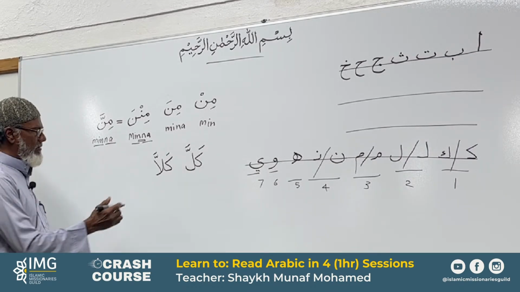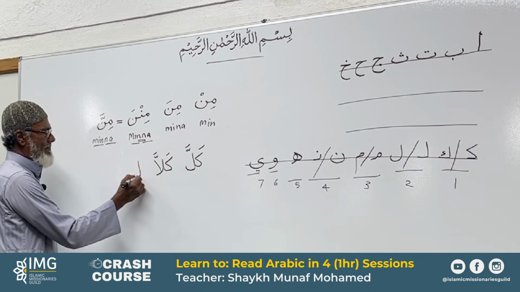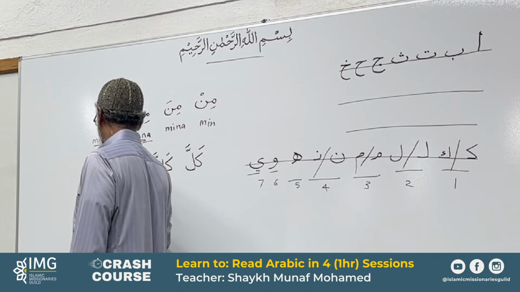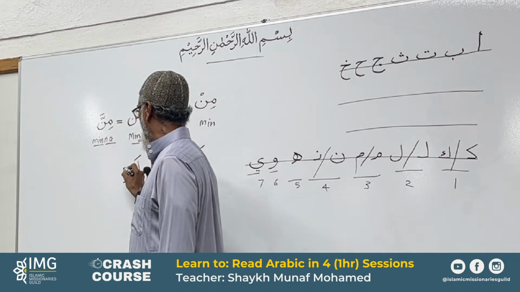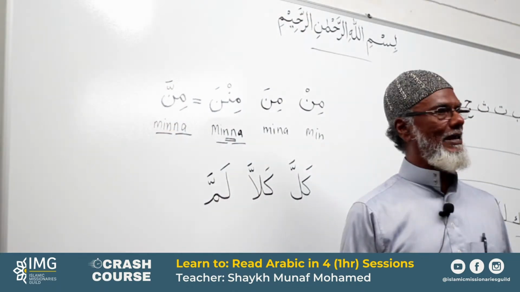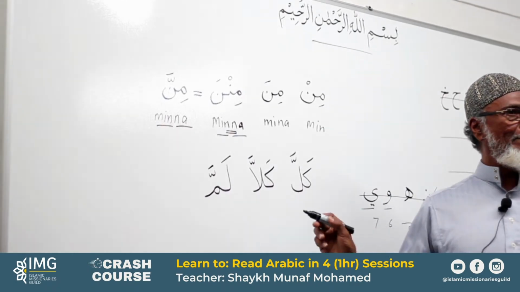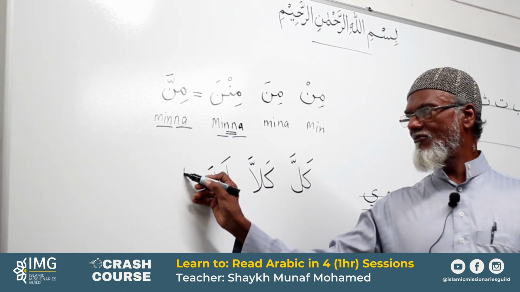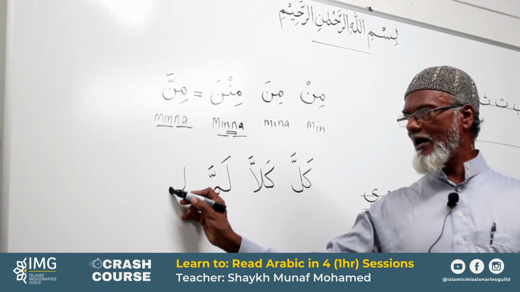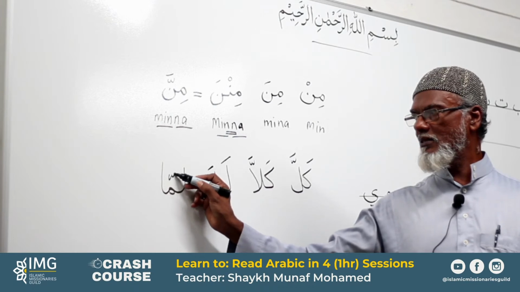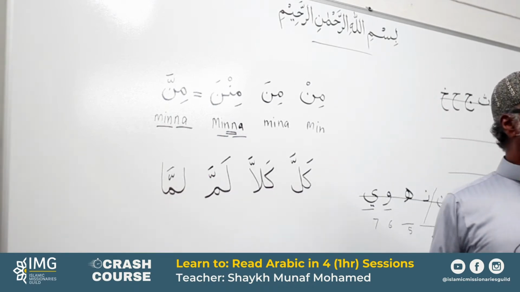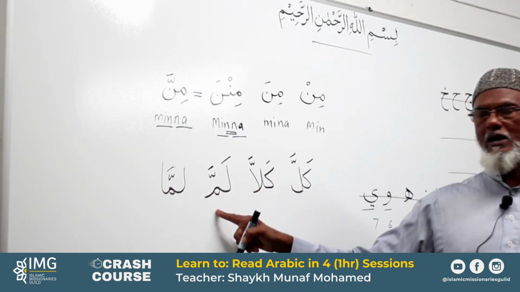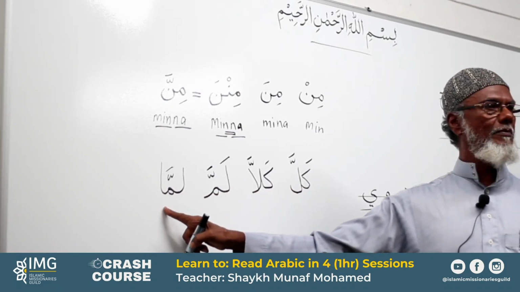So, one more. We have lam and a mim. So, you have lam. That is lamma. Short. Lamma. Okay? Lamma. And if we have the lam and the mim with the alif, it will be what? Lamma. This is lamma and this is lamma.